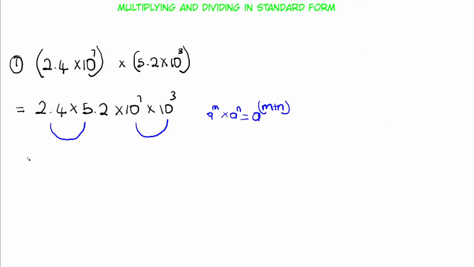So 2.4 times 5.2 is 12.48. Put back our multiplication sign, so 10 to the 7th times 10 to the 3rd would give us 10 raised to 7 plus 3. And this would be 12.48 times 10 to the 10th power.